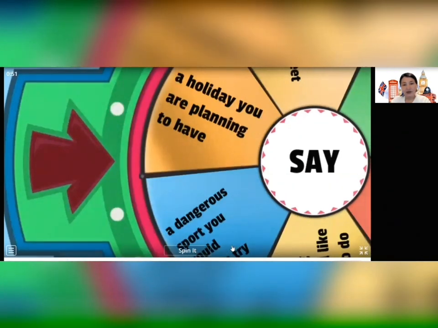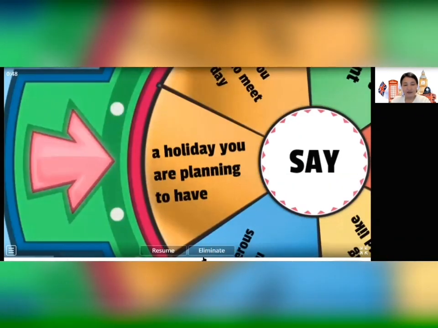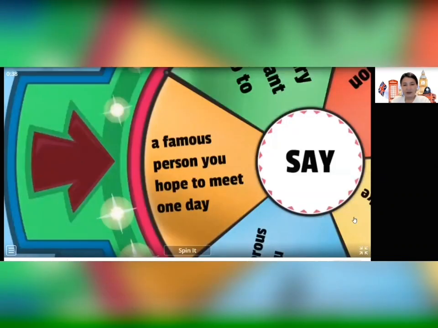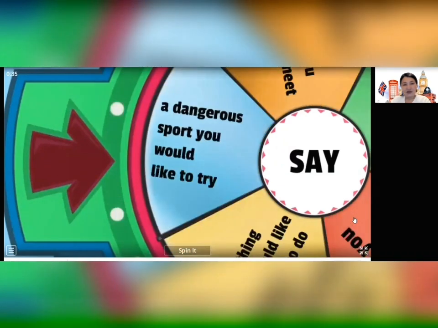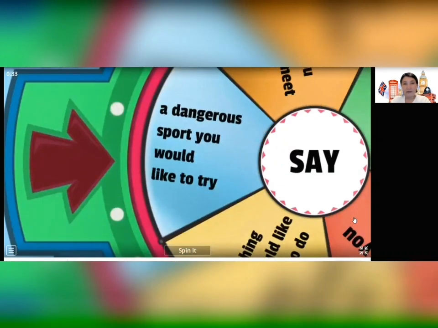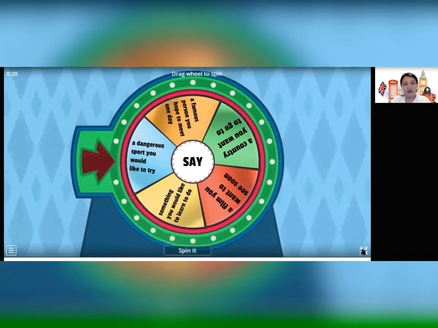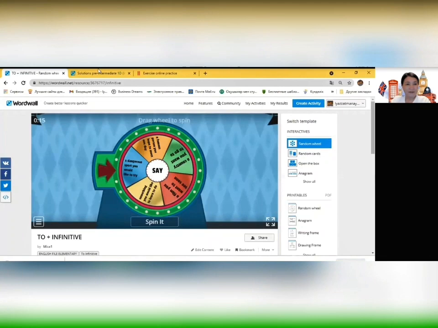Say a holiday you are planning to have. Say a dangerous sport you would like to try. For example, I would like to try maybe kayaking. I think it is very dangerous. Okay. You may use this kind of task to improve your speaking.